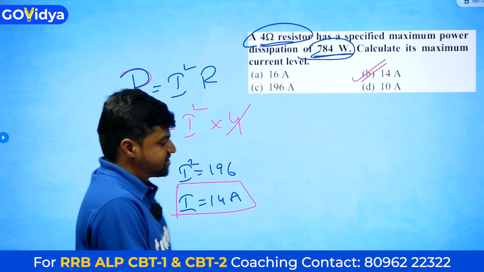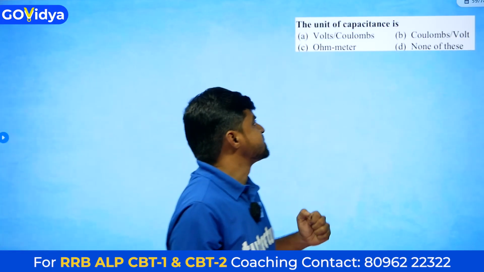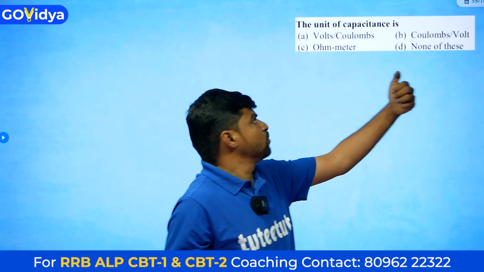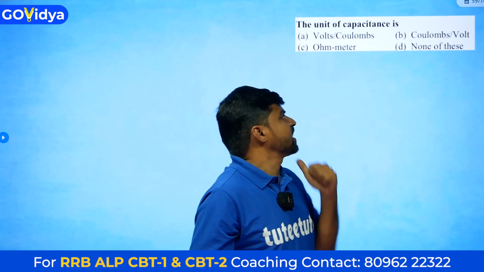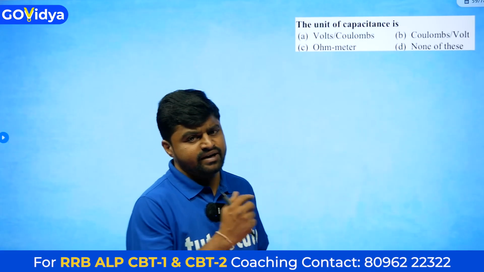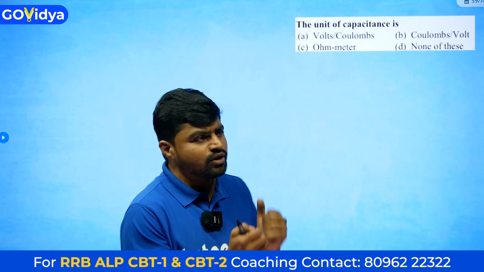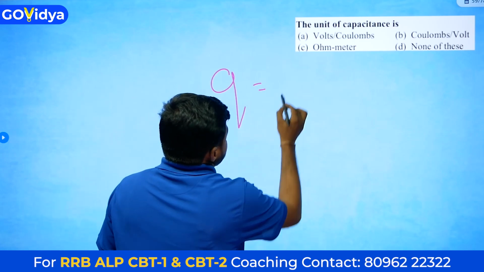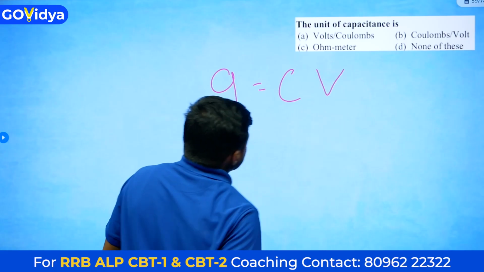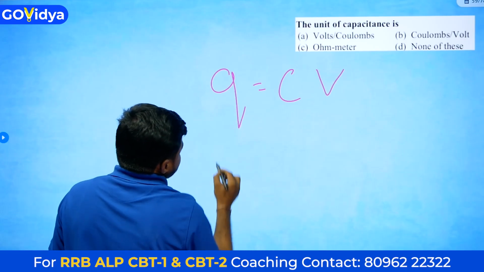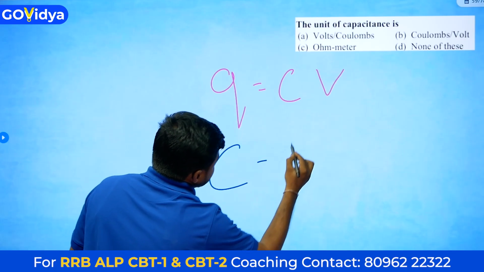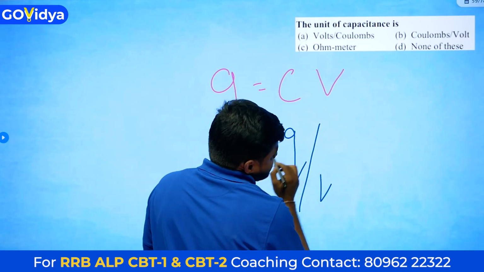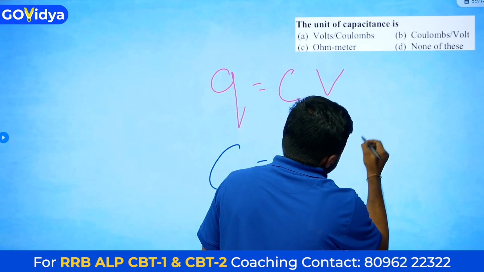Next question, the unit of capacitance is: volt per coulomb, coulomb per volt, ohm meter, or none of the above. We have the relationship between capacitance, charge and voltage, that is Q, charge, is equal to CV, capacitance into voltage. From here we will get C is equal to Q by V. Q means charge, units are coulombs.